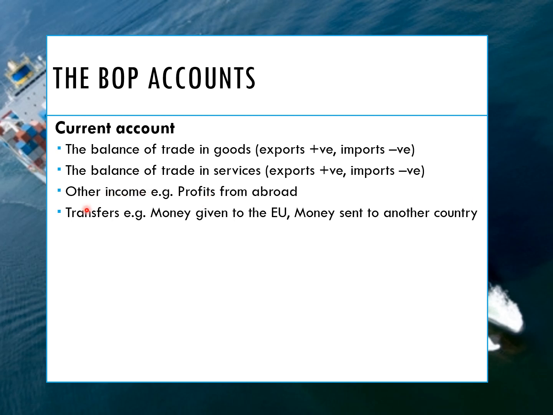The final category in the current account is what's known as transfers, and that's money given to the EU, for example, or money sent to another country. So if people send money home to a home country, that money leaving the country would be called a transfer.